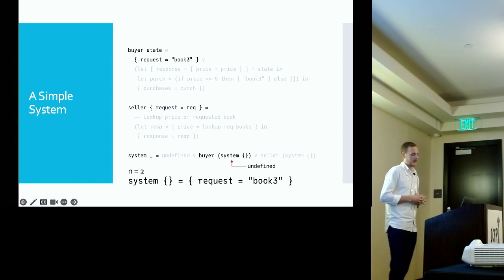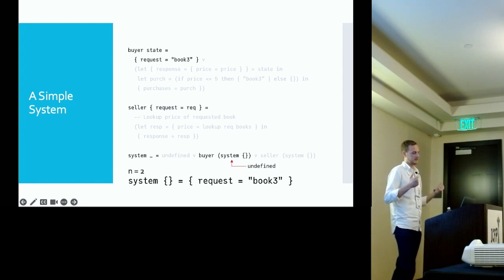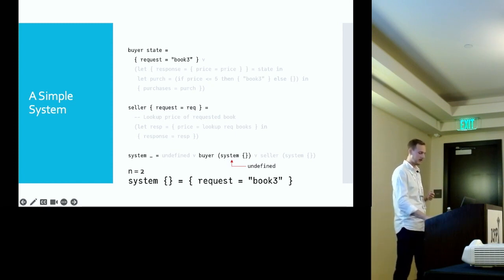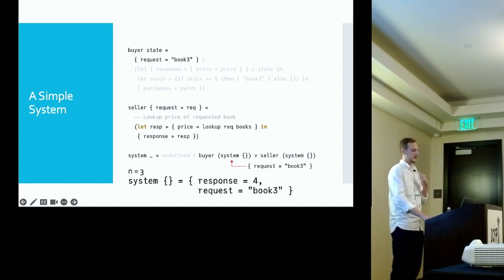So the buyer is now receiving undefined, which is the previous global state, as its input. And right now, all it can do is return the request for the book that it wants. So at this point, the buyer state is request equals book 3, and that's also the state of the whole system. And now in the next iteration, the seller is going to be able to see this. So the seller now is able to see the request that the buyer sent, and it is going to formulate a response by looking up the price of the book in its database.